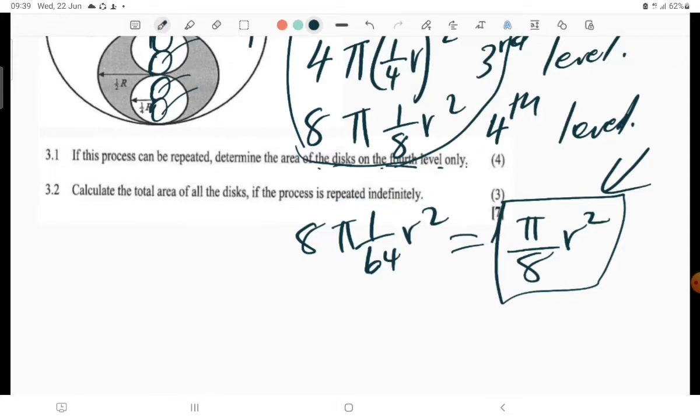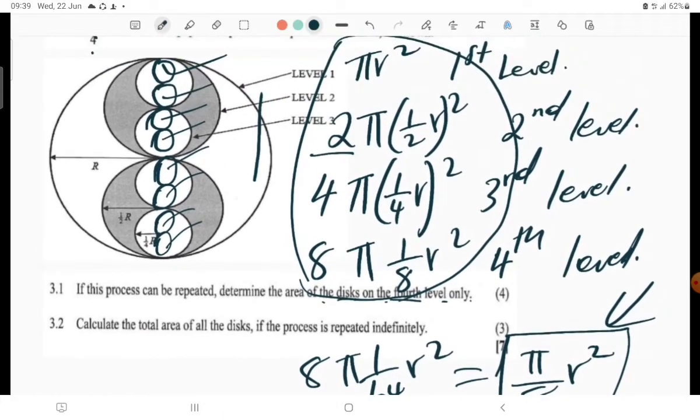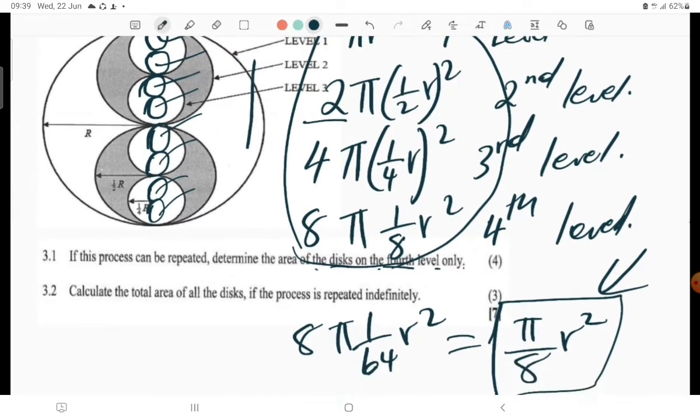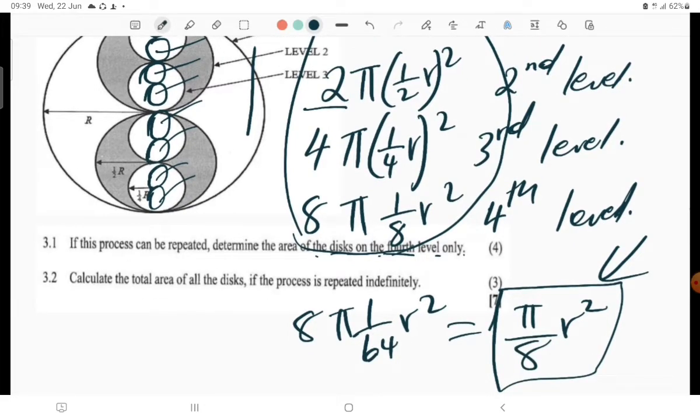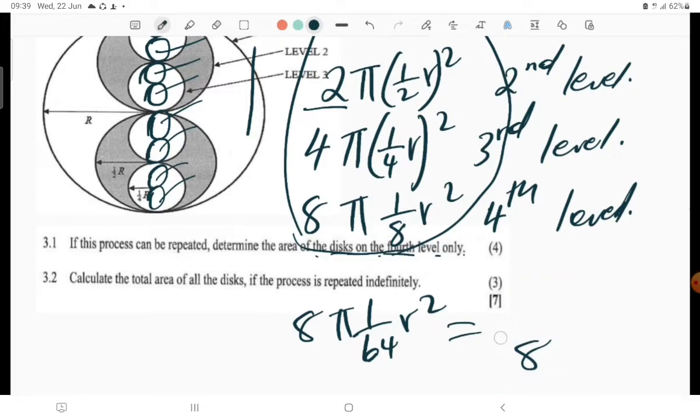infinity, because you can see that if you have 1 there, you have 1 over 2 here, 1 over 4, 1 over 8, 1 over 16, 1 over 32, 1 over 64, then 1 over 128. All those things are just multiplication by 1 over 2 as your r, which means this is a convergent series that we can also find the sum to infinity of.